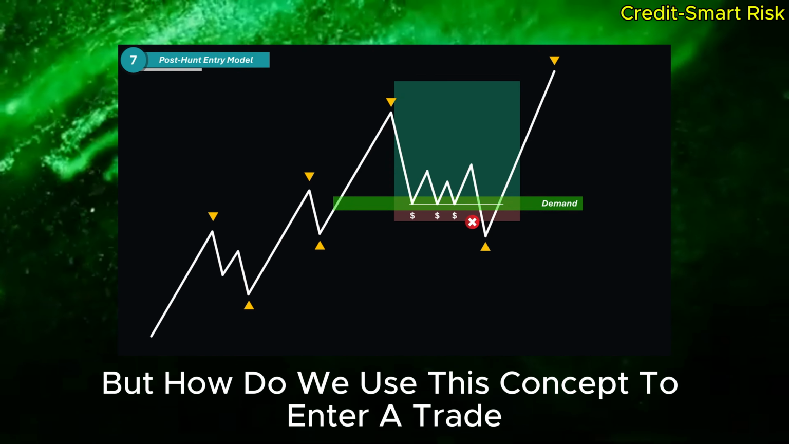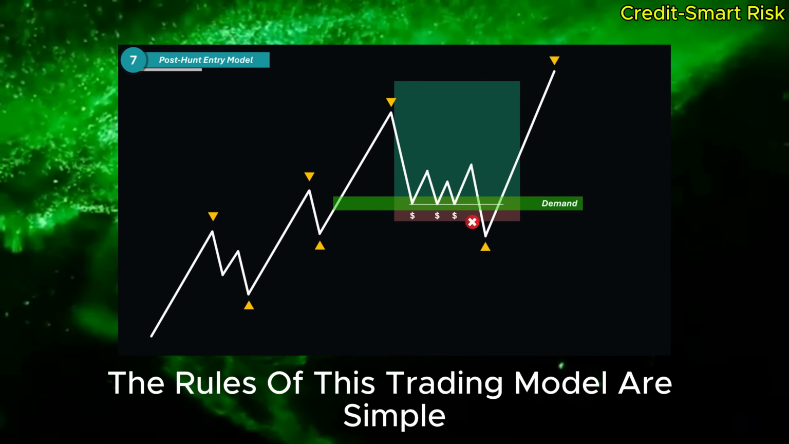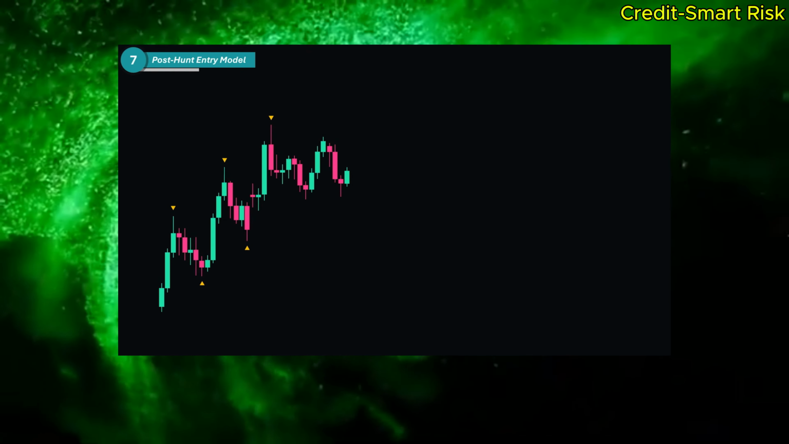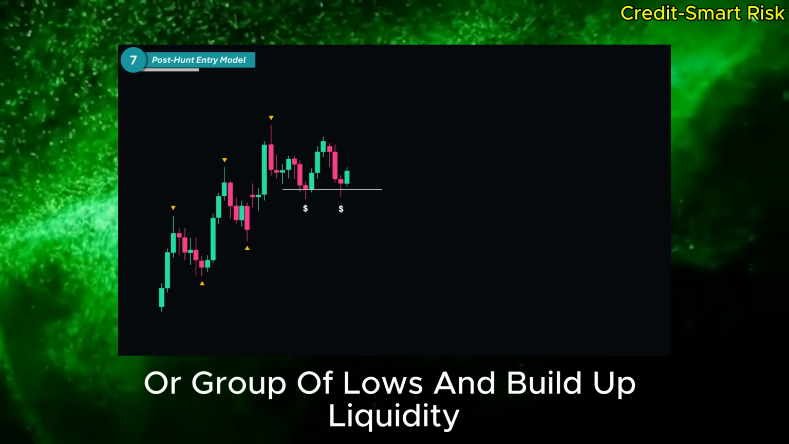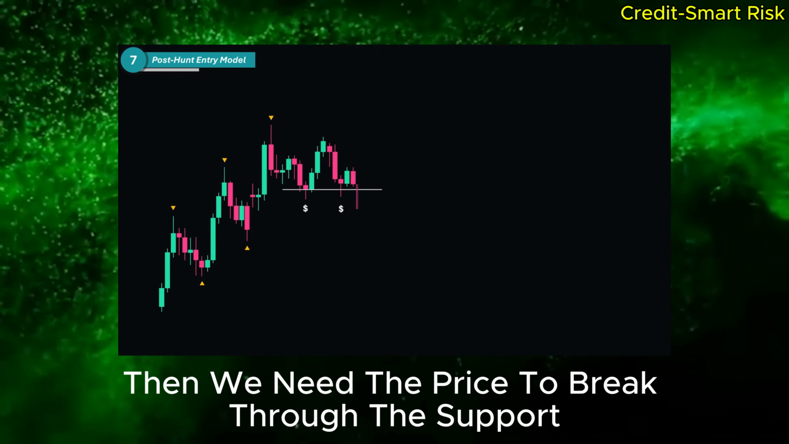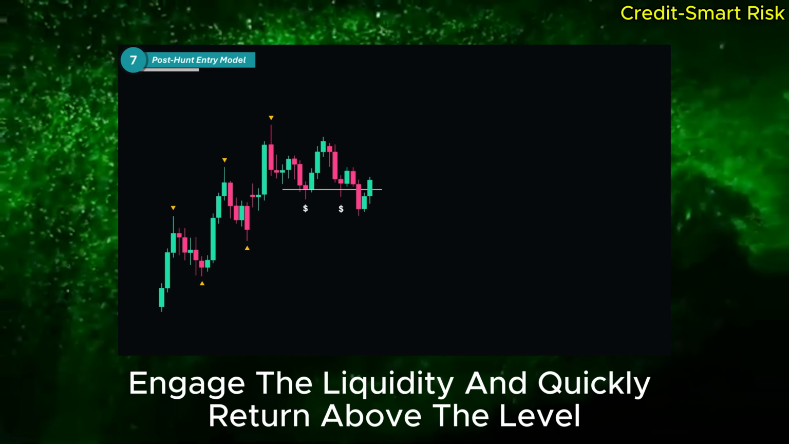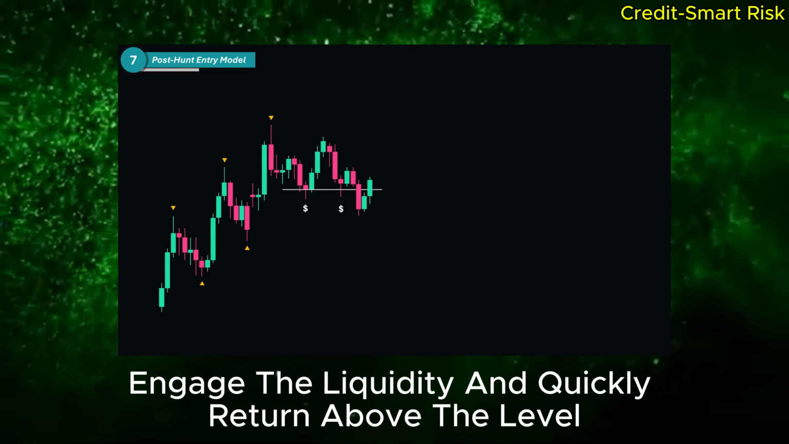But how do we use this concept to enter a trade? The rules of this trading model are simple. In a bullish scenario, wait for the price to form a low or group of lows and build up liquidity. Then we need the price to break through the support, engage the liquidity, and quickly return above the level.